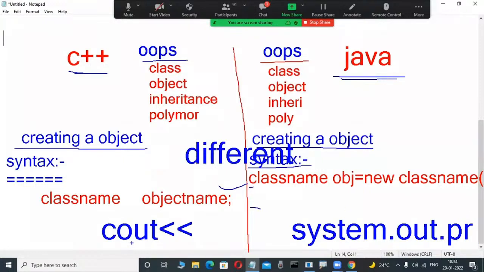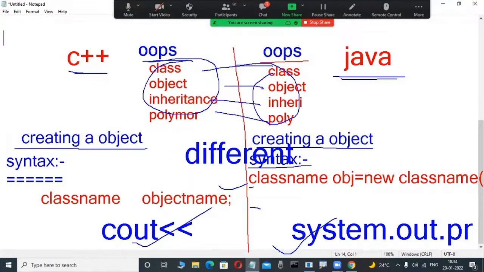Functions are also totally different in these two object-oriented languages. But conceptually, some OOPs concepts are the same or not? Same. What is a class? What is an object? What is inheritance? What is polymorphism? Same, but syntactically totally different. Why? Because those are two different languages, two different products from different companies. That's why functions are different, and syntax is also different.